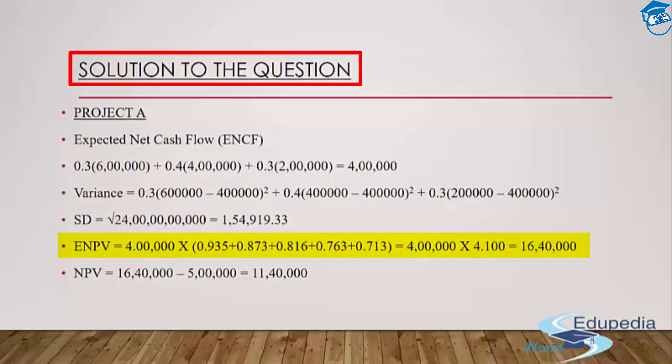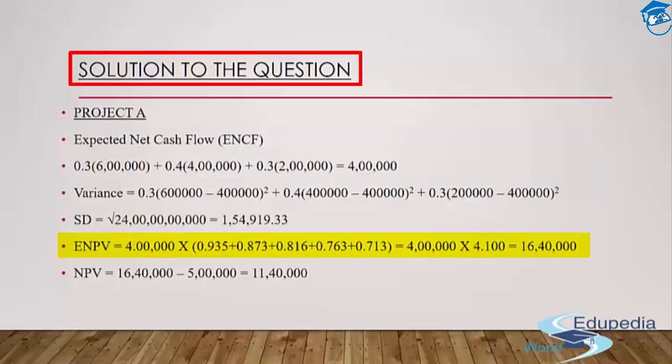So my present value interest rate factor for the first year is going to be 1. For the second year, it's going to be 0.935. For the third year, it's going to be 0.873. Then comes the fourth year, that is 0.816. Then comes the fifth year, which will be 0.763. And finally, the last one is going to be 0.713.